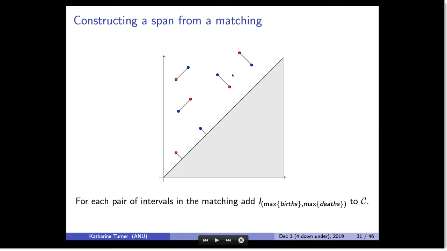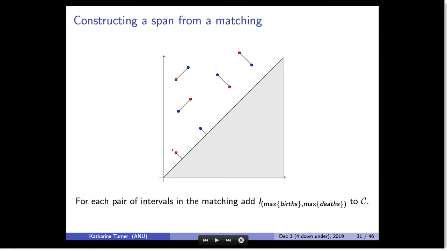So for this pair, I'm going to add a point here. For this point, I'm going to add a point here. For this point, I'll add a point here. For this one, here. For this, here. And this, here. Then each of these points, I take an interval corresponding to that point in the plane, and that's going to be one of the intervals in my interval decomposition.